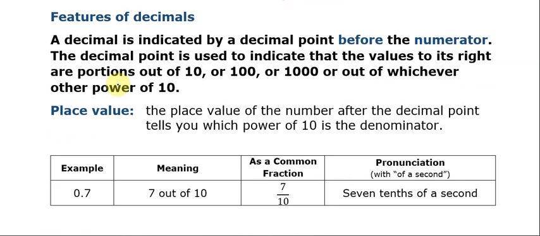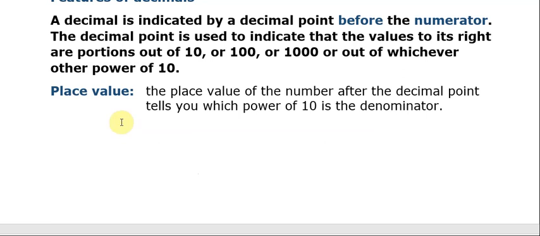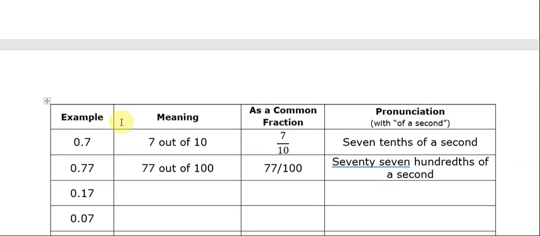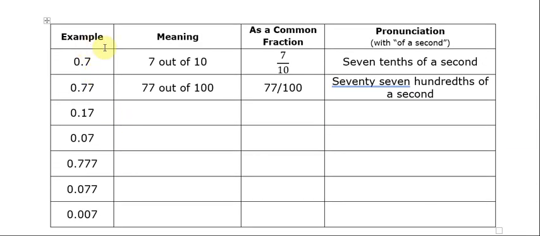Let's have a look at some examples here. So we have 0.7 as our first example. So let's have a look here. So we have 0.7. Now what does that mean? That means 7 out of 10. A portion of 7 out of 10. And as a common fraction, we can write that as 7 upon 10.